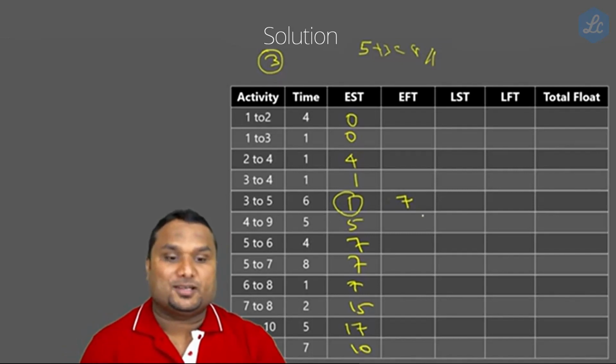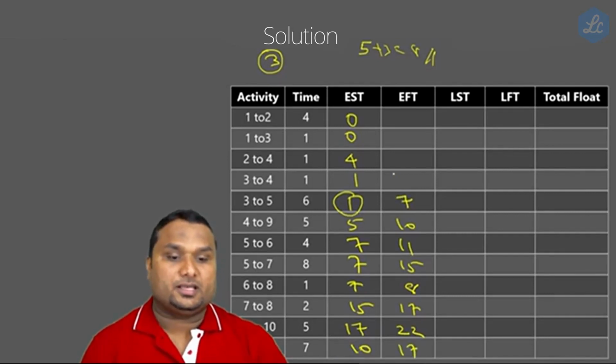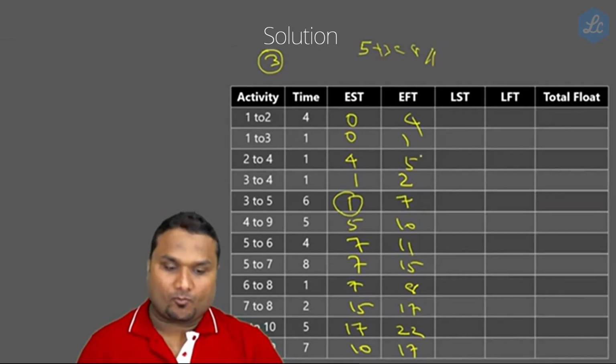This is something called EFT. EFT means EST plus duration. So the answers are 5 plus 5, which is 10. 7 plus 4, which is 11. 7 plus 8, which is 15. 7 plus 1, which is 8. 15 plus 2, which is 17. 17 plus 5, which is 22. And 10 plus 7, which is 17. 1 plus 1, which is 2. 4 plus 1, it is 5. 1 plus 0, it is 1. 4 plus 0, it is 4. This is the earliest finishing time. Hope it is clear.